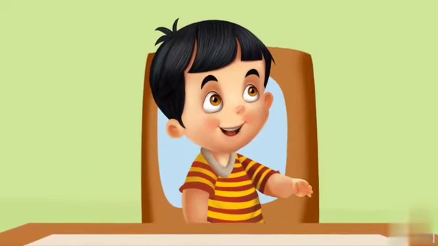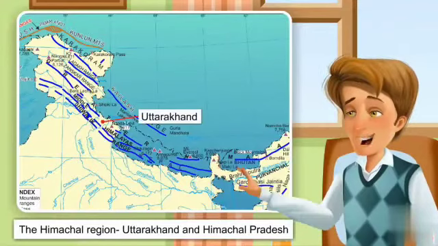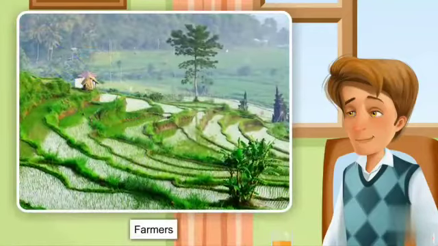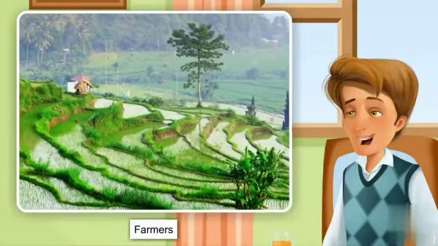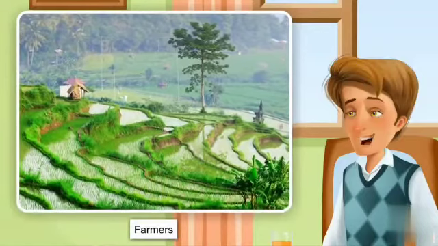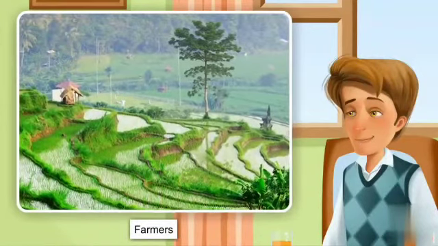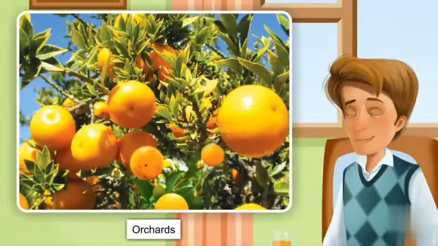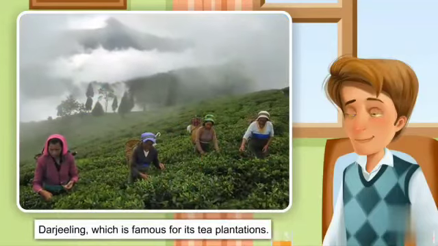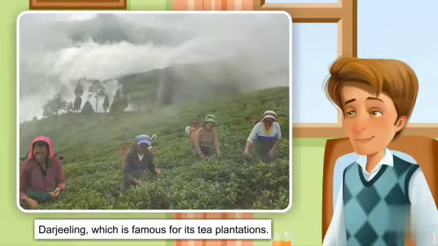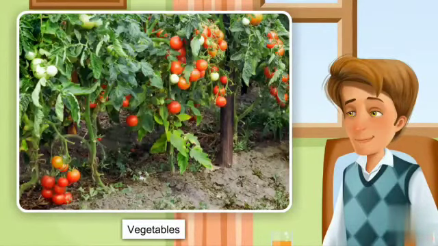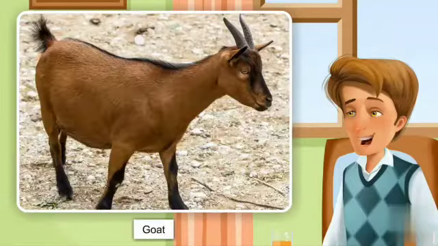Which states are situated in this region? The states of Uttarakhand and Himachal Pradesh lie in this region. People of the state of Uttarakhand are mostly farmers. The climate in this region is suitable for cultivation. A large number of tea plantations and orchards are found in Darjeeling. Darjeeling is situated in the state of West Bengal. Crops like rice, wheat, fruit and vegetables are grown here. Animals like sheep and goats are also reared here.